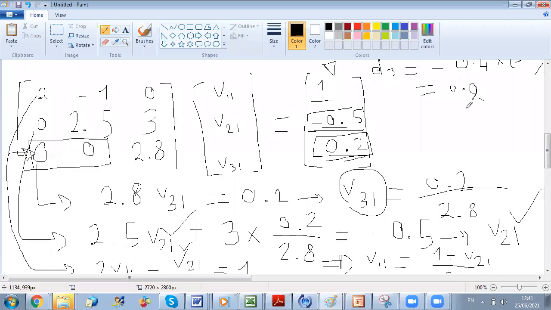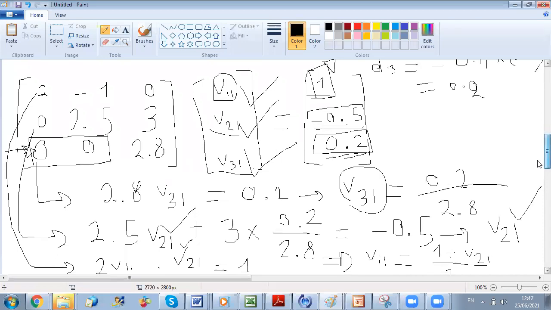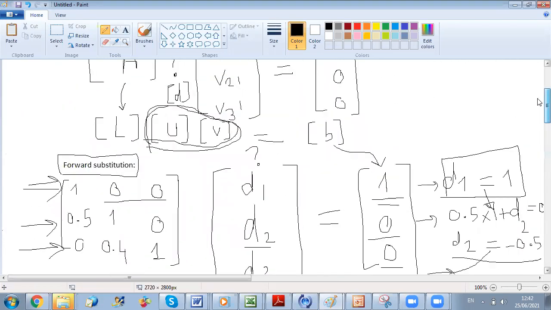If we continue the procedure, we can get the final step, V11, since we already calculated V31 and V21 by using the equation 2V11 minus V21 plus 0 V31 equals 1. In this way, we will end up knowing the first column of A minus 1. I will repeat with you in detail the procedure for the second column vector, and you will continue with the third to be able to calculate A minus 1.